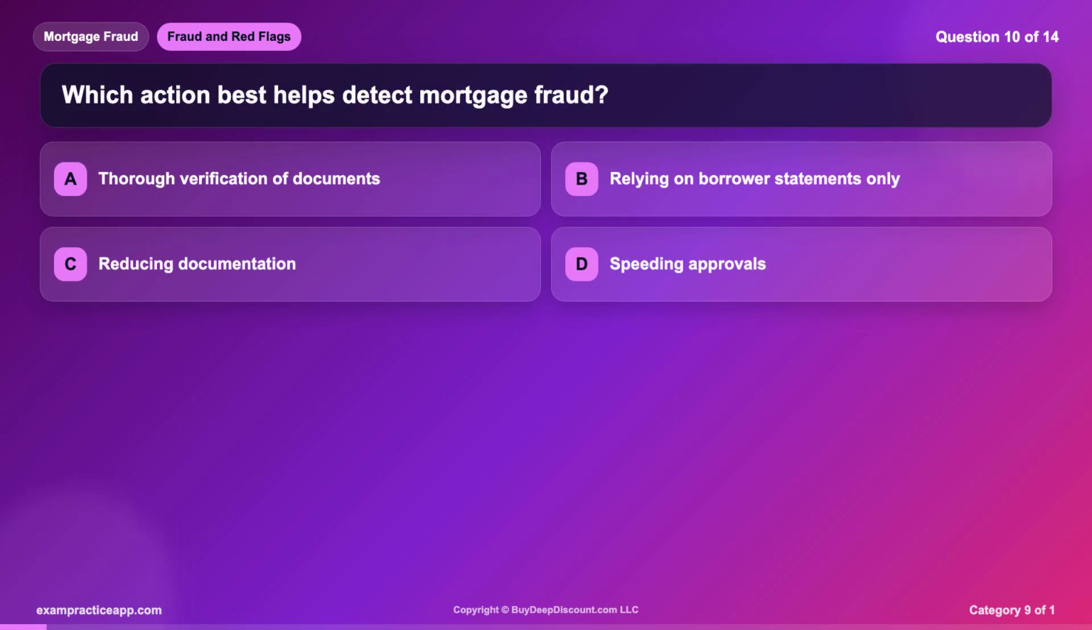Question 10. Which action best helps detect mortgage fraud? Option A, thorough verification of documents. Option B, relying on borrower statements only. Option C, reducing documentation. Option D, speeding approvals. Take a moment to choose your answer. The correct answer is option A, thorough verification of documents. Explanation: verification is the strongest fraud deterrent.